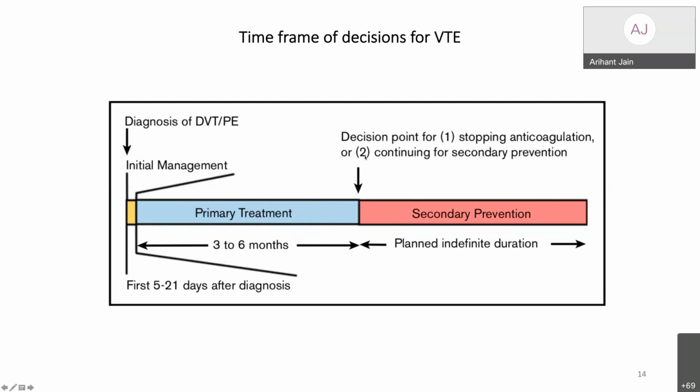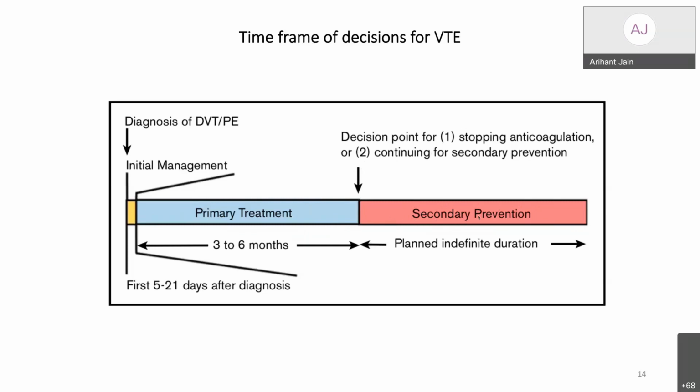Then after that treatment phase is over, whether it is at 3 months or at 6 months, depending upon whether it was a provoked DVT or an unprovoked DVT, you will again have to take a call whether I want to stop the anticoagulation or I want to continue it for secondary prevention. By secondary prevention, we mean recurrence. So that is called the secondary prevention phase, and in this generally we end up giving indefinite anticoagulation. So these are the three treatment time frames.